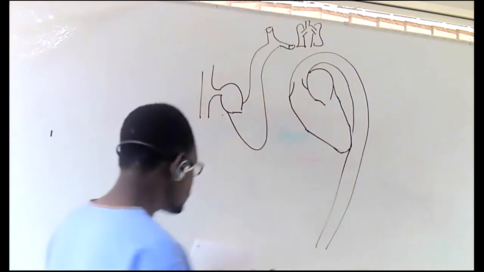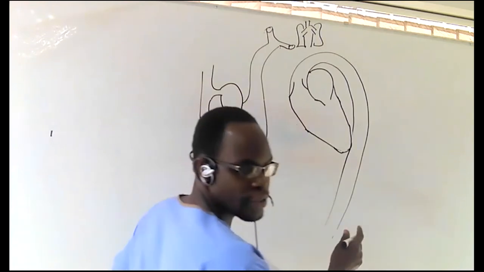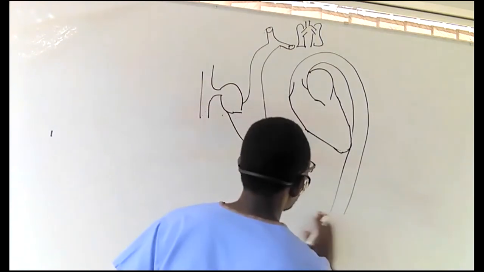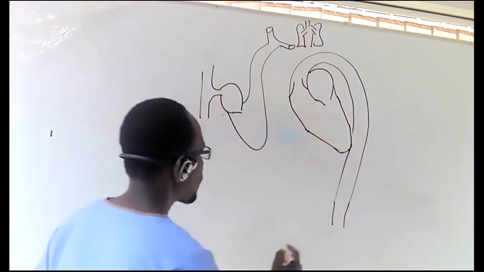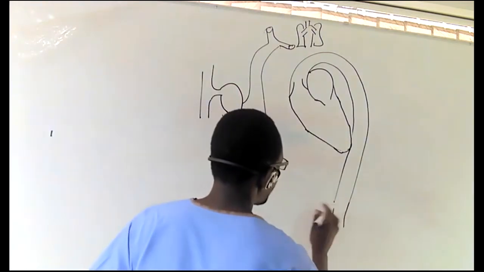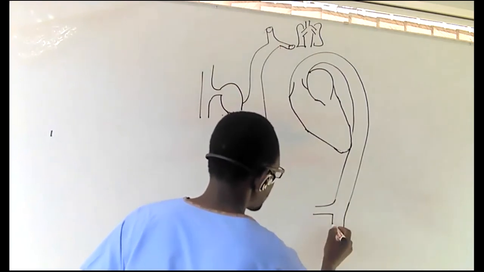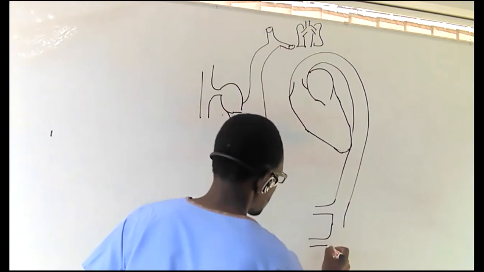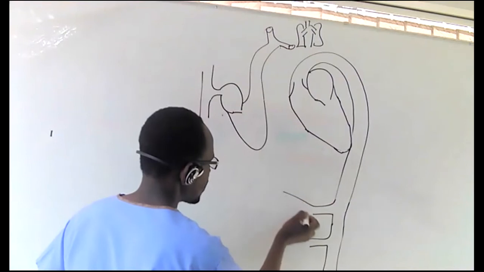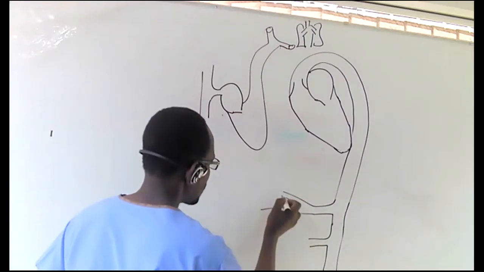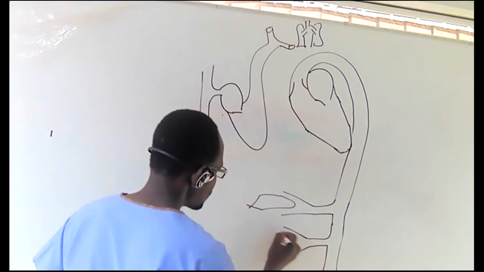Now, assuming on this lower part, it is basically leading to, of course, it gives rise to arterioles.